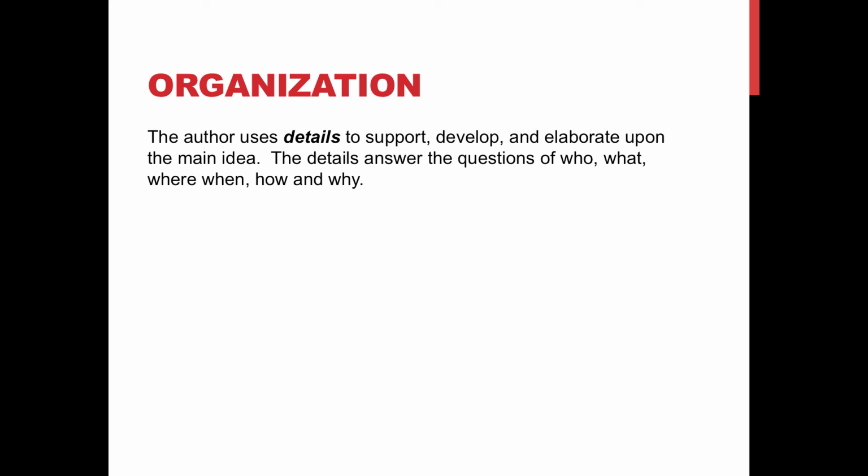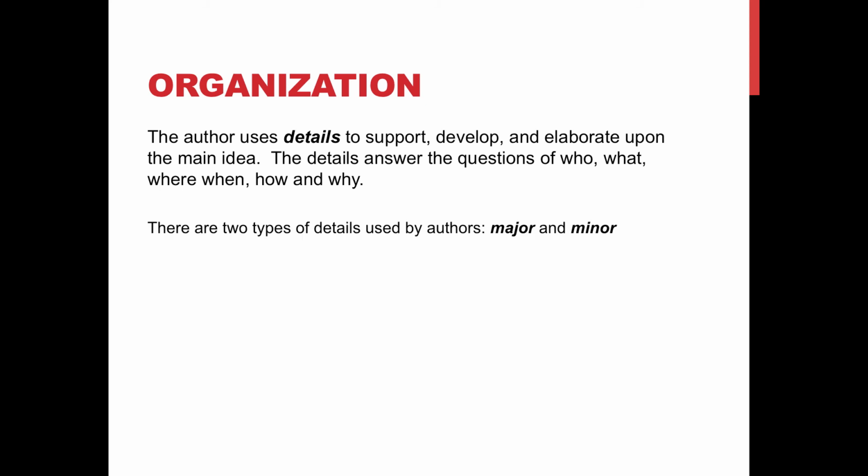So how does the author develop his topic? Well, he uses details. He's got his topic, he then has his main claim or idea, and then he uses details for support. These help develop his writing, and he elaborates upon the main idea using these details. The details answer the questions of who, what, when, where, why, and how.